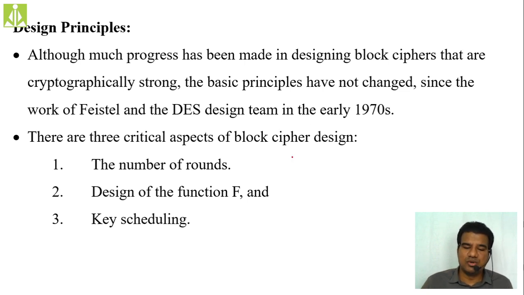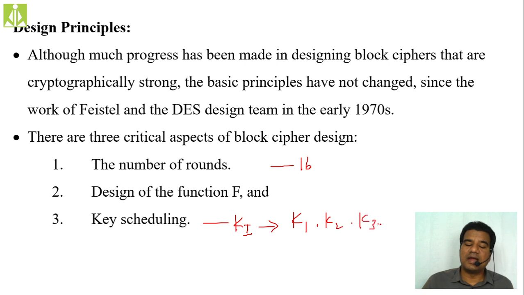So let us assume we have 16 rounds in your cryptographic system. If you have 16 rounds, then from this actual key, we will generate 16 subkeys, K1, K2, K3, and so on, up to K16.